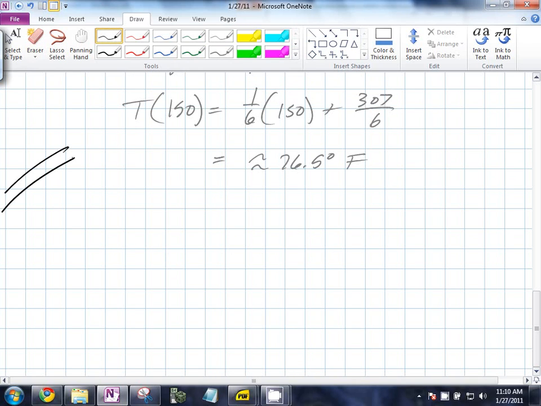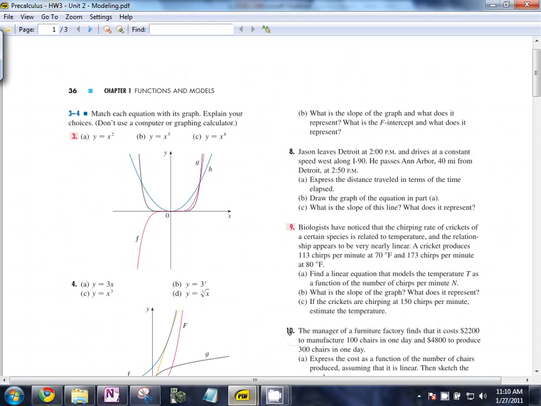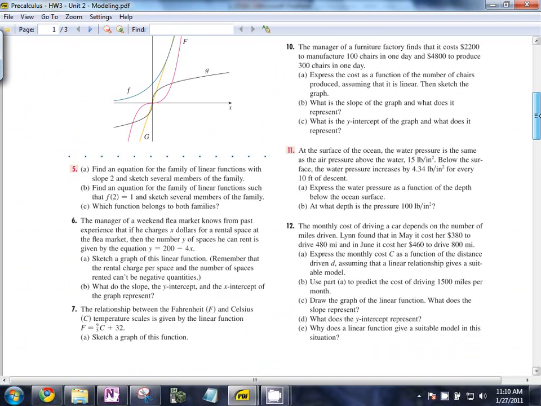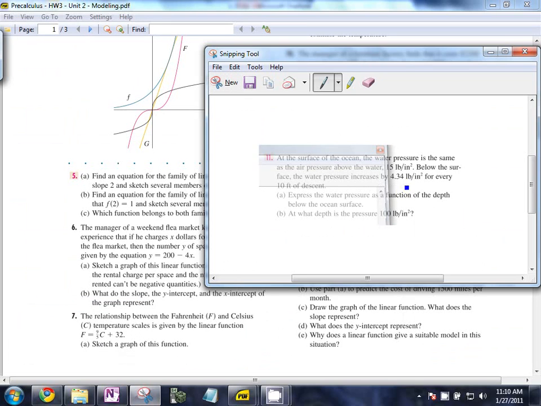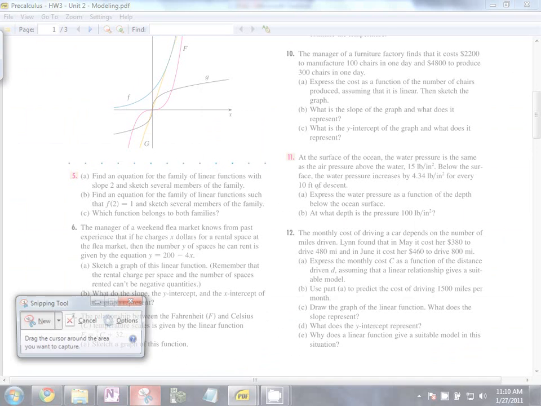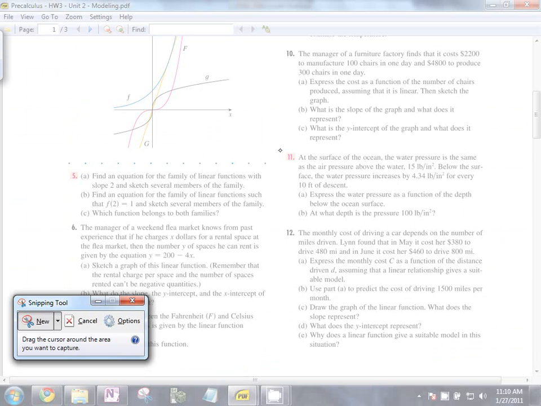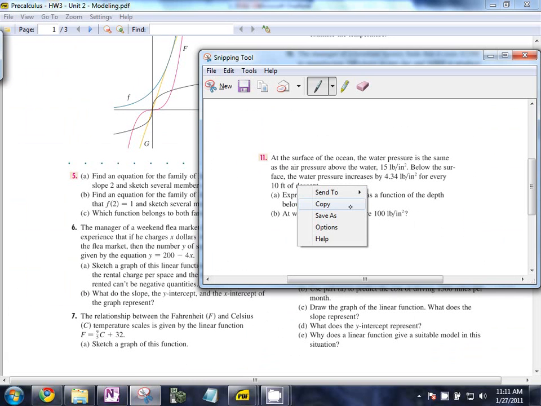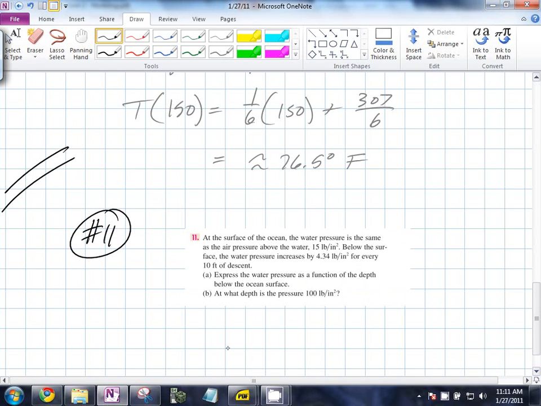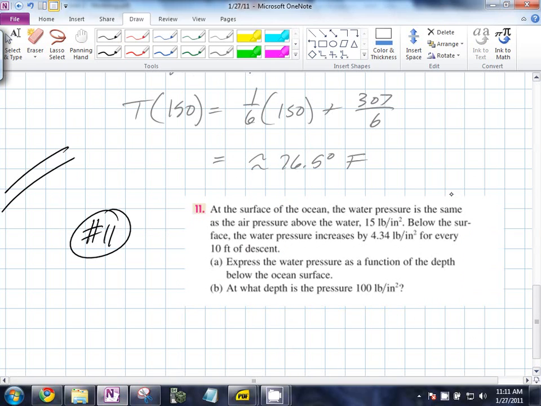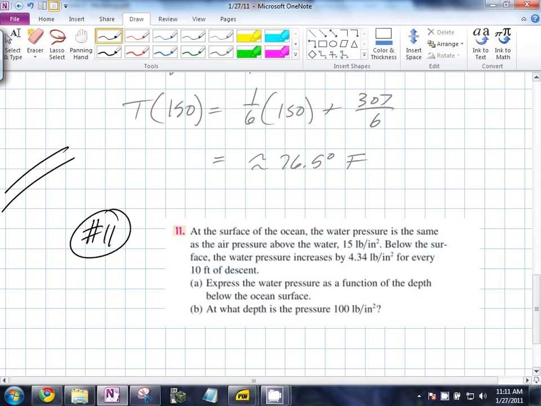Number 11. At the surface of the ocean, the water pressure is the same as the air pressure. What would happen if the water pressure wasn't the same as the air pressure? Come on, kids. At the surface of the ocean, the water pressure is the same as the air pressure above the water. What happens if the pressure wasn't the same?